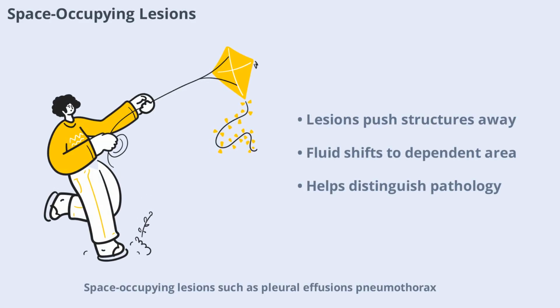Space-occupying lesions, such as pleural effusions, pneumothorax, or hemothorax, push structures away from the affected area. For example, a pleural effusion will cause fluid to shift to the lowest part of the lung, displacing adjacent tissues. Recognizing these shifts and changes in opacity helps differentiate between collapse and space-occupying processes.